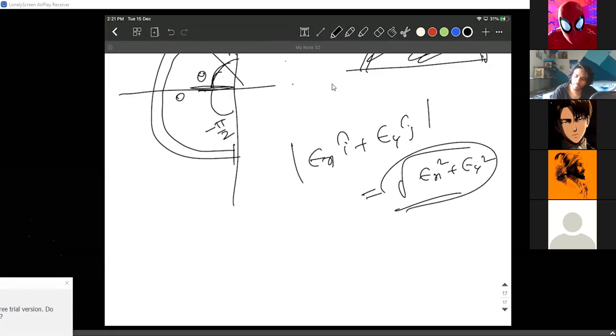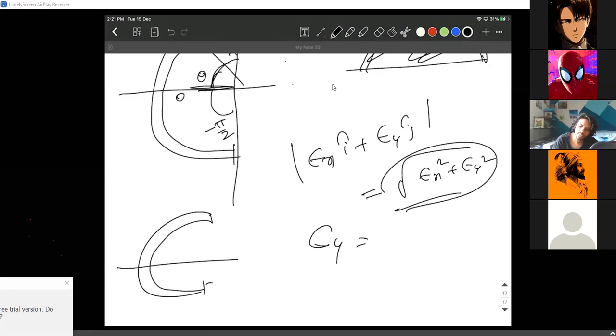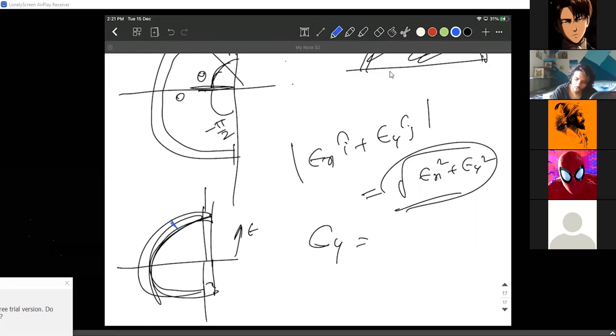Now, can somebody tell me what is the value of Ey in this case? 0, sir. It is like this. The body is symmetric. So if I take a mass element here, I'll have another one here. Both the vertical components balance each other. Both the horizontal components are adding. So that is why you're only getting Ex. The Ey is becoming 0.